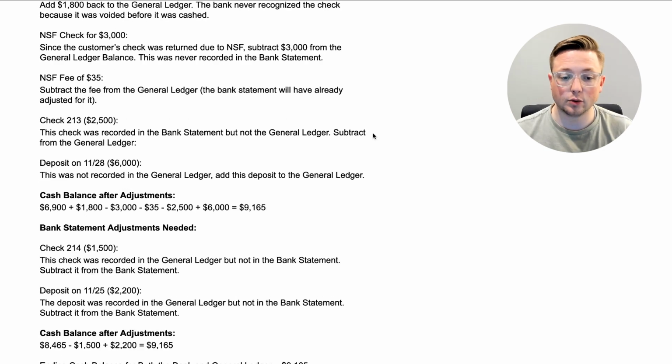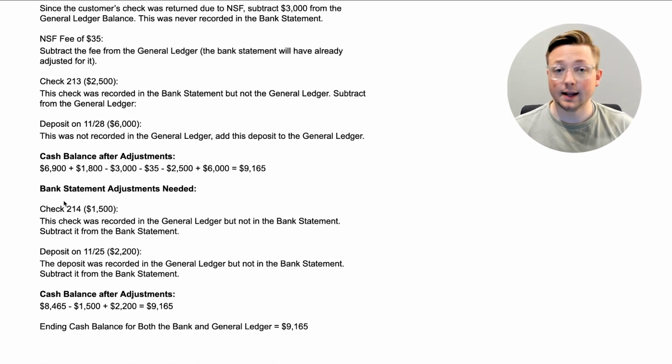Now let's walk through the bank statement adjustments. And again, this should end up the same. The bank statement adjustments, and again, we're starting with this ending cash balance that they had before any adjustments. They had $8,465. So now we go up here.